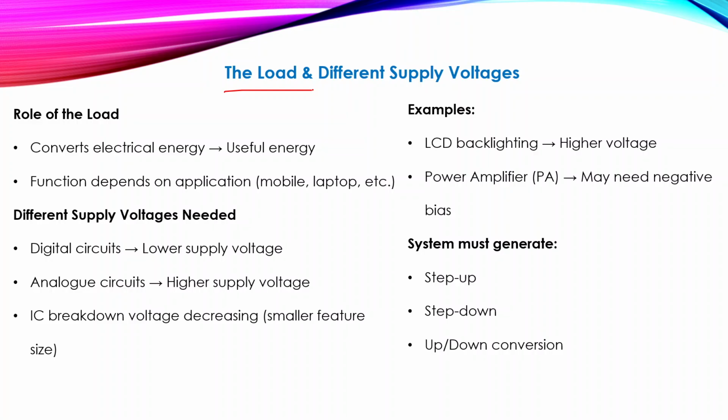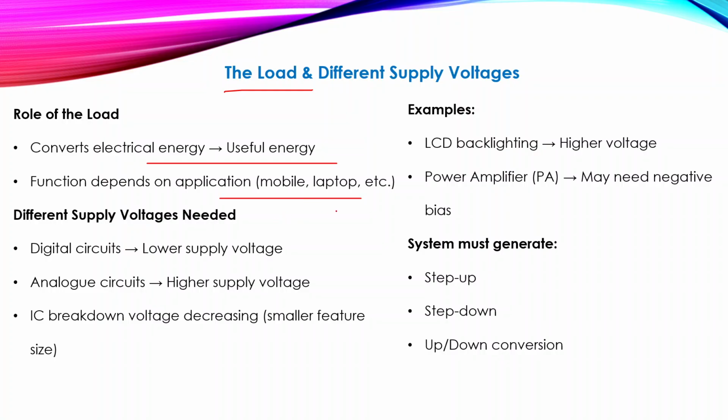Here you can see the load converts electrical energy from the battery into useful energy depending upon the application. That may be a mobile or laptop, etc. In a portable system, different parts require different supply voltages. Digital circuits operate at lower voltages, while analog circuits often require higher voltages due to the signal to noise ratio requirement.